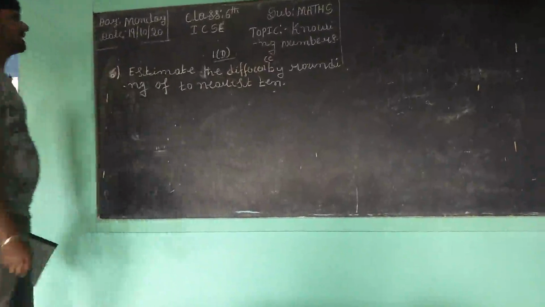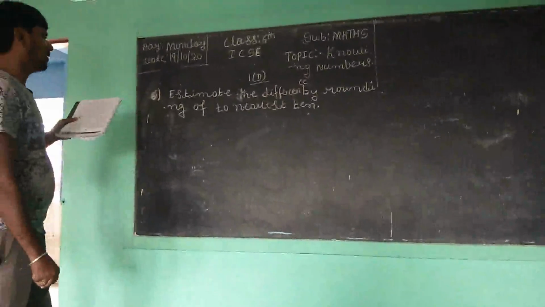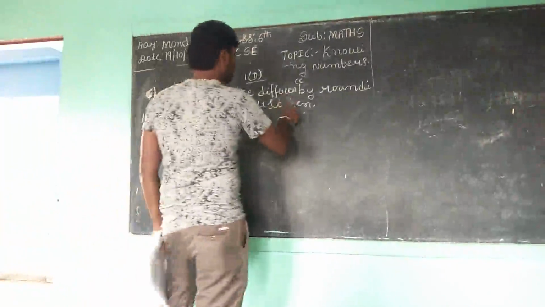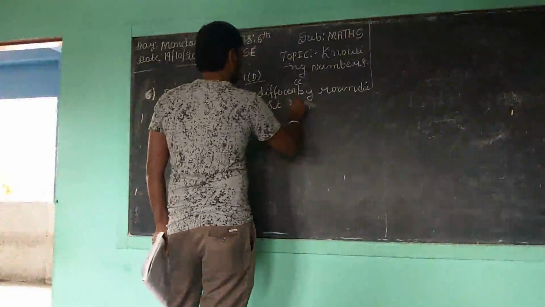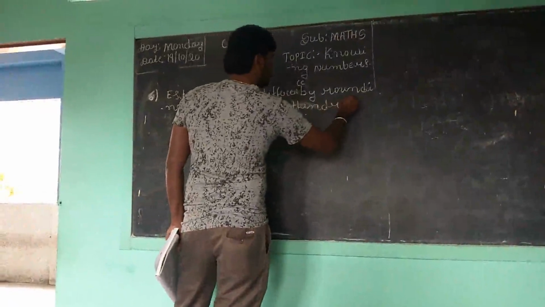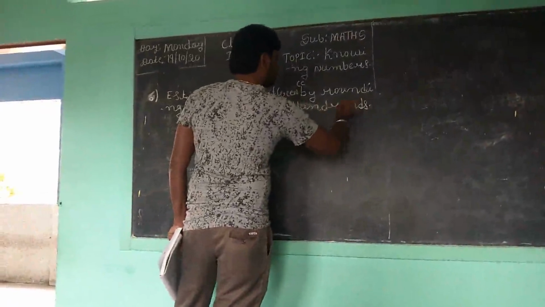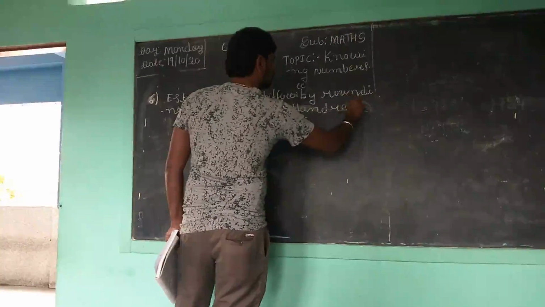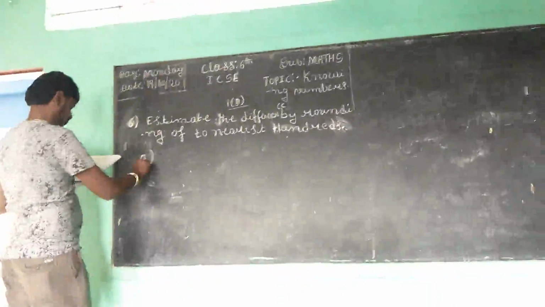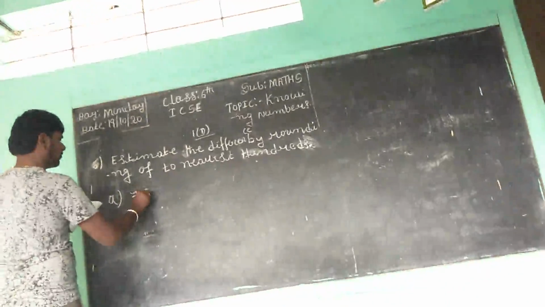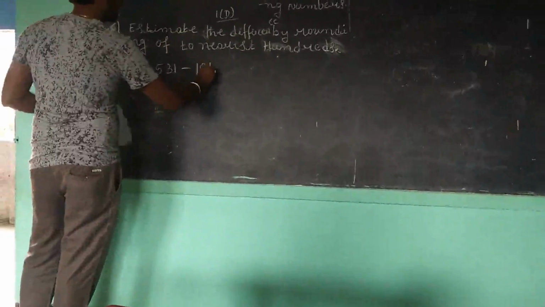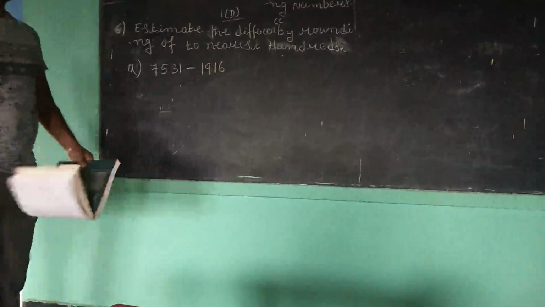Next you want to take the sixth one. Estimate the difference by rounding to the nearest hundreds, or tens, whatever you want to take. Hundreds. See, children? What is the first question? See, children, 7,531 minus 1,916. Children, how can we make this one?